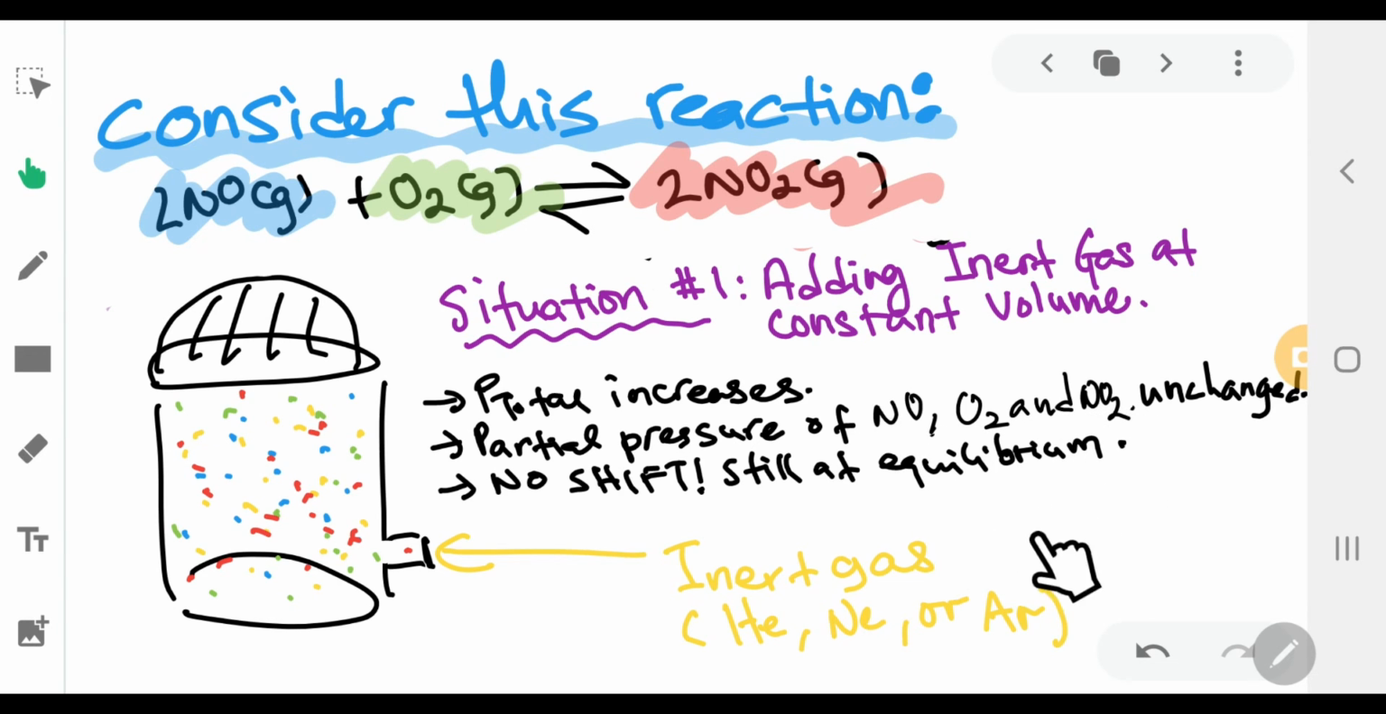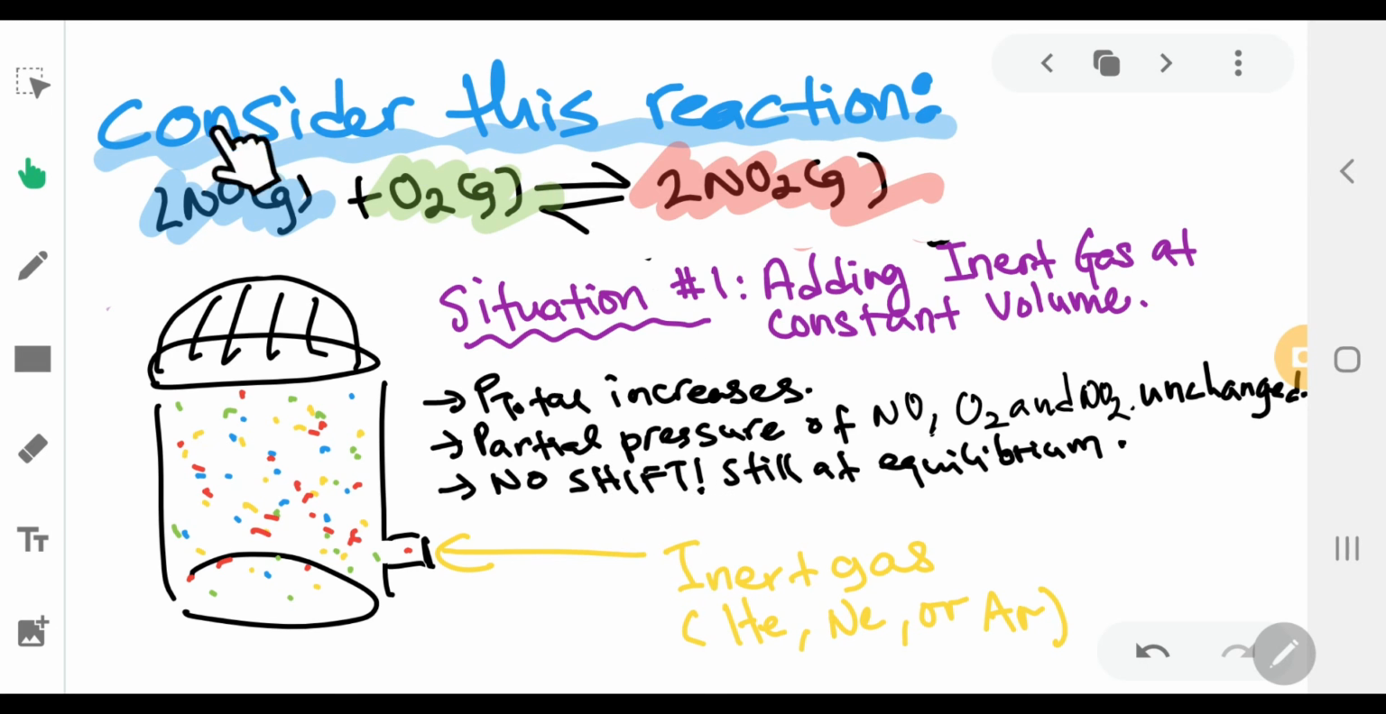Why? Because we're not adding any more of the reacting gases, and the volume of this vessel is constant. So the partial pressure is not going to be changing. But the reason why P total increased is because you keep on injecting gas. You keep on adding inert gas into this vessel, and you're not changing the volume of the vessel. Okay? Therefore, when the partial pressure of NO, O2, and NO2 is unchanged, there will be no shifts.